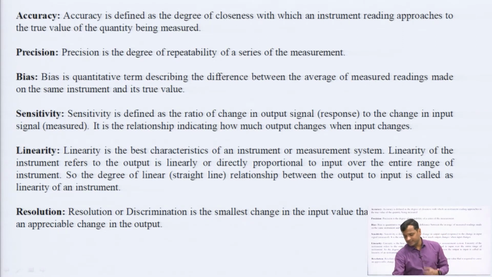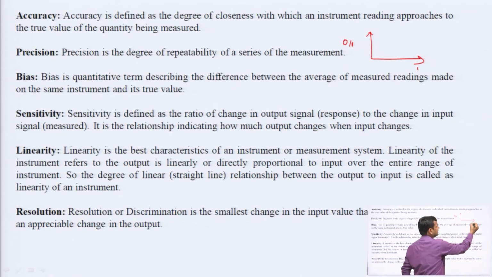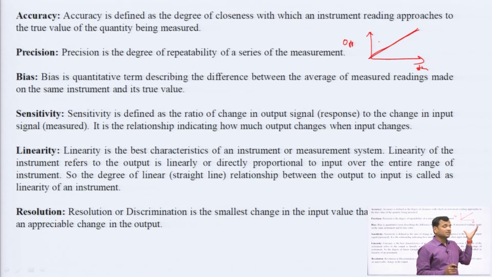Linearity is the best characteristic of an instrument or measurement system. The linearity of an instrument means the output is linearly, or directly, proportional to the input over the entire range of the instrument or with respect to time. If this is my output axis and this is my time, and the output is linearly proportional to the input, then observing a linear curve between input and output is known as linearity. The bookish definition of linearity is that when the system follows the properties of homogeneity and superposition, it is called linear.